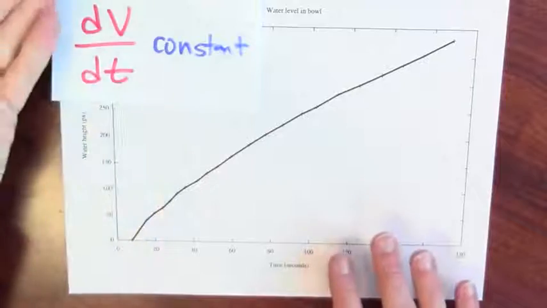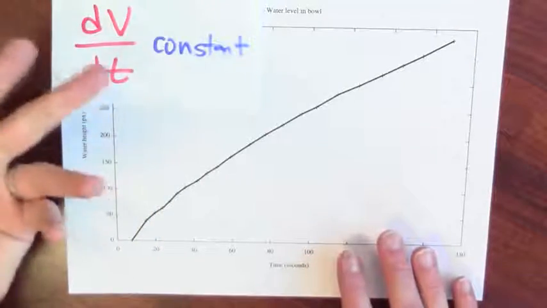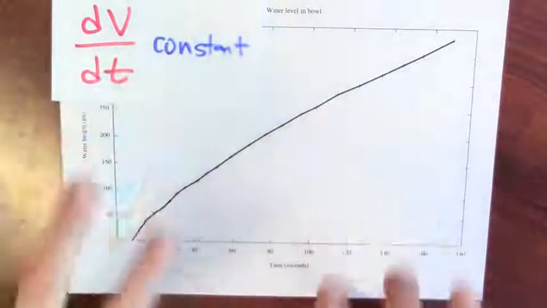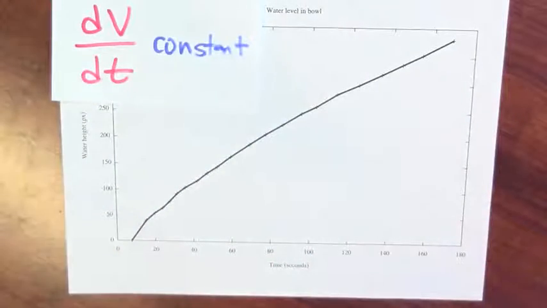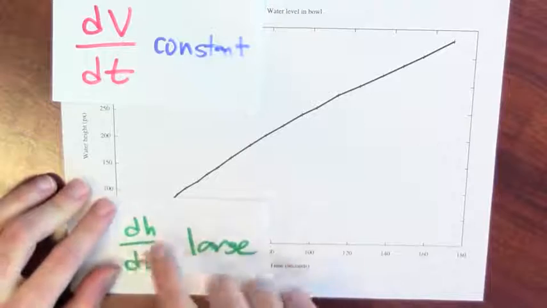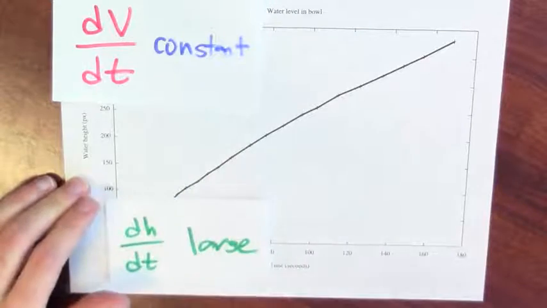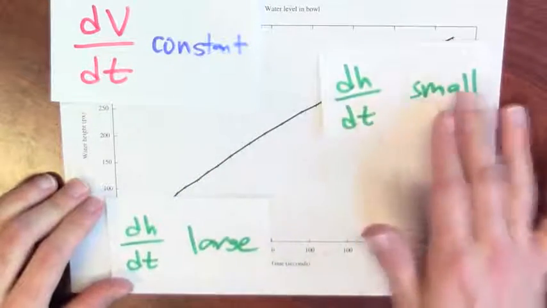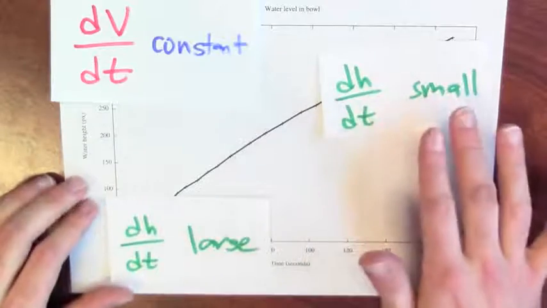A bit more formally, dV/dt, the change in volume of water over time, is constant. I'm pouring in water at a constant rate. But dH/dt starts off very large. The water's height is increasing very rapidly at first, and by the end of this process, dH/dt is small. So I'd like a function that relates water height to volume.